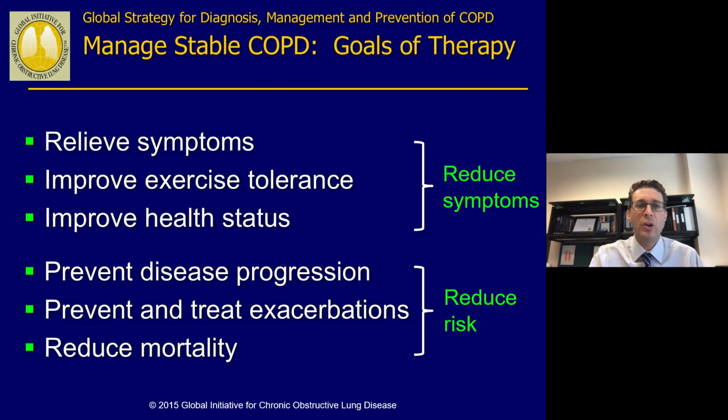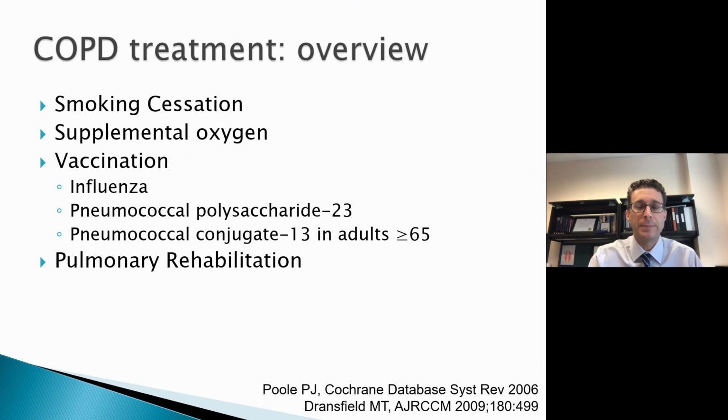So, treatment of COPD. There are two main goals of therapy in treating COPD: to reduce symptoms and reduce risk, corresponding to those two different axes on the GOLD ABCD scaling. More specifically, to reduce symptoms, we're talking about relieving symptoms, improving exercise capacity, improving health status. Reducing risk means preventing disease progression, preventing and treating exacerbations, and ideally reducing mortality.